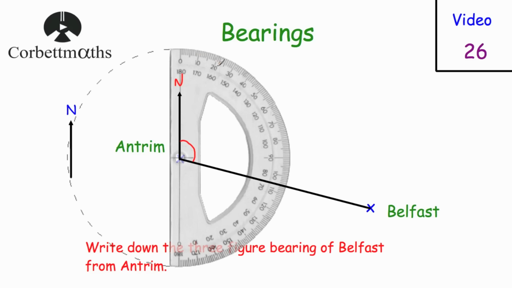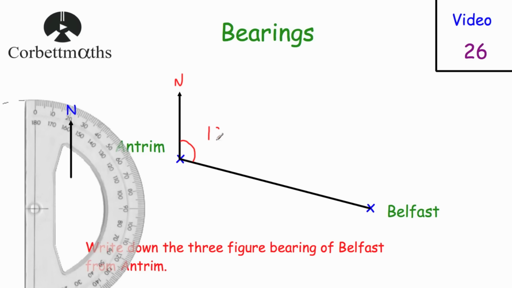0, 10, 20, 30, 40, 50, 60, 70, 80, 90, 100, and then we've got 101, 2, 3, 4, 5. So that is 105 degrees. So if I move my protractor, a 105 degree angle, and the question said write down the 3-figure bearing of Belfast from Antrim, so the answer would be 105 degrees.